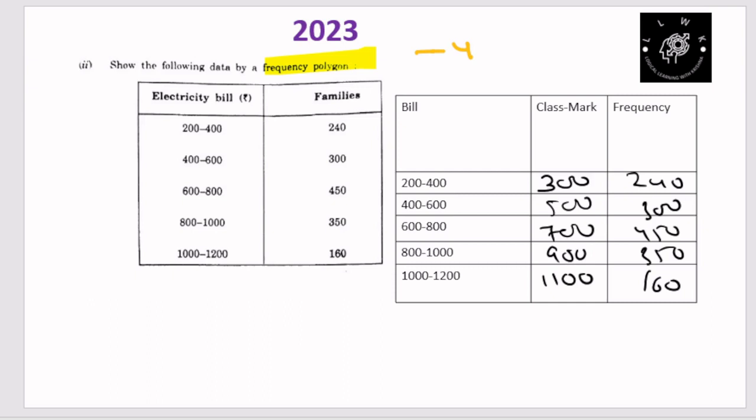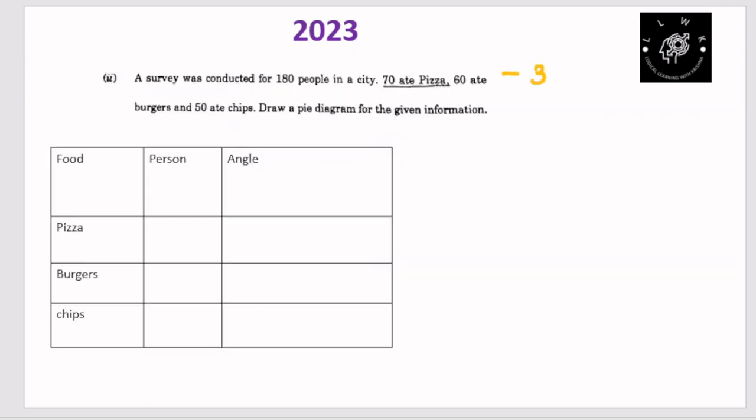Congratulations. Now next question. Here the question says that a survey was conducted for 180 people in a city, 78 pizza, 68 burger and 58 chips. You have to draw pie diagram, only 3 values. It's easy, damn easy, and they've given for 3 marks. Let's do that quickly. 78 pizza, 68 burgers and 58 chips. Total is 180. They've already given.